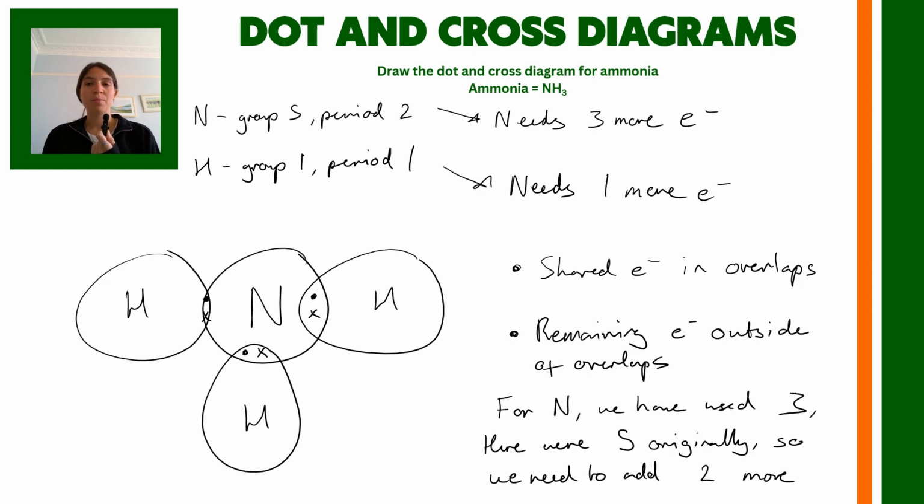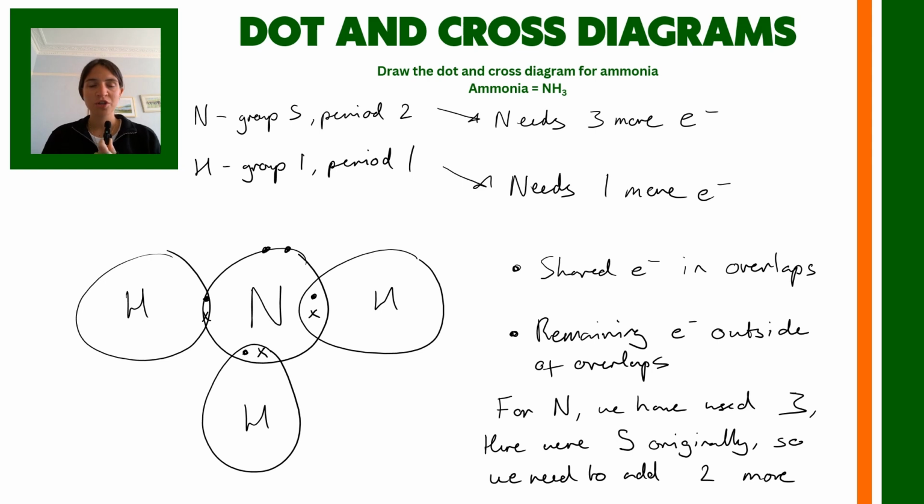And if I think back to my nitrogen now, what I need to appreciate is that because originally it's in group 5, it originally has 5 electrons. There should be 5 dots somewhere on my picture. And I currently have 3 dots, the 3 electrons that it's sharing with those 3 hydrogens. So I need to add another 2 dots, so I can add them there. And I need to make sure that they're not in the overlapping sections, because those aren't electrons that are involved in this sharing.